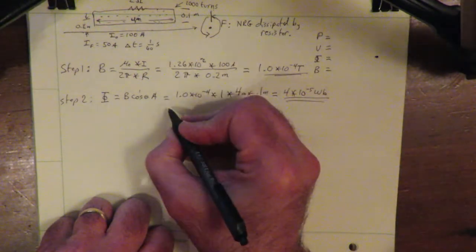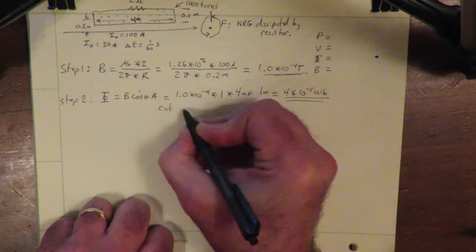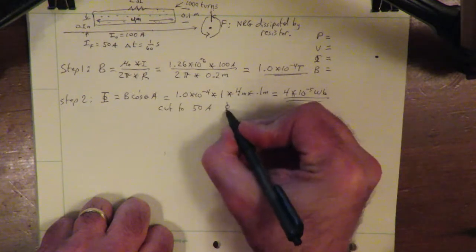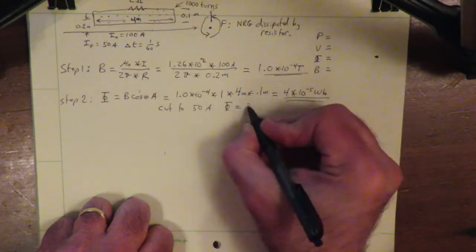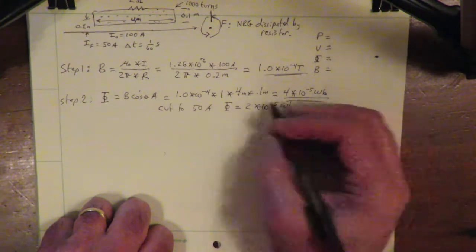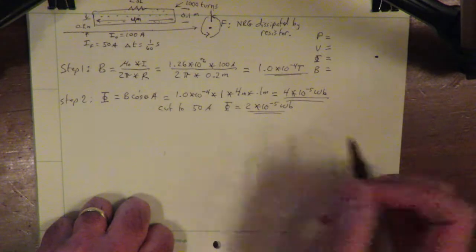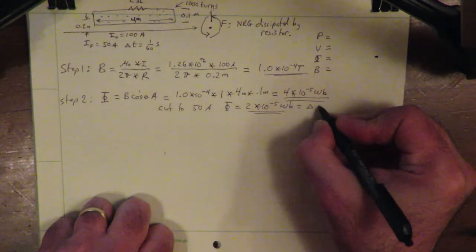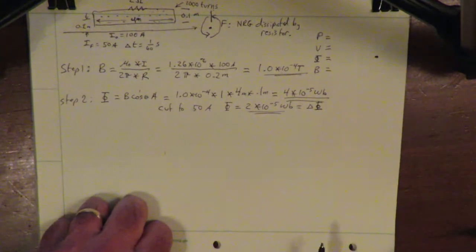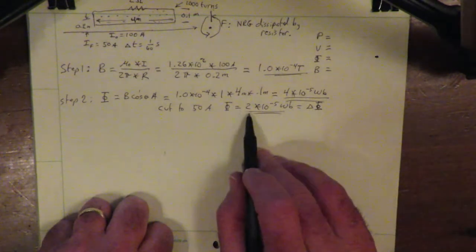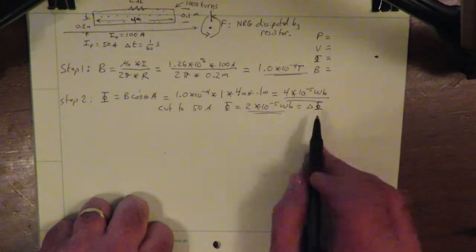Okay? So if we cut it to 50 amps, then the flux is going to be 2 times 10 to the minus 5th Webers. Okay? Which, since it's cutting in half, that is the change in flux. We have half as much as we did before. That means we lost half of it, so 2 times 10 to the minus 5th Webers, that is our change in flux.